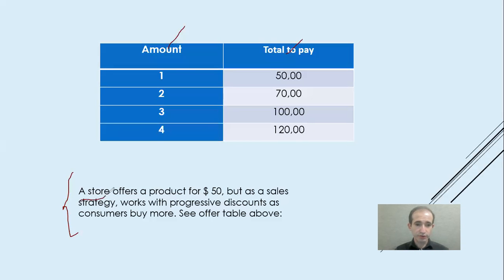A store offers a product for $50, but as a sales strategy, works with progressive discounts as consumers buy more. See the offer table above. We have the offer table here. If you buy just one, you are going to pay 50. If you buy two, you are going to pay 70.